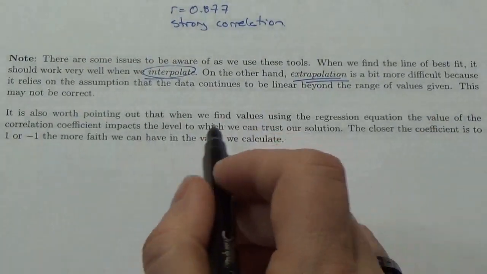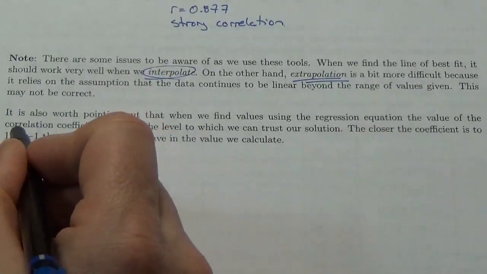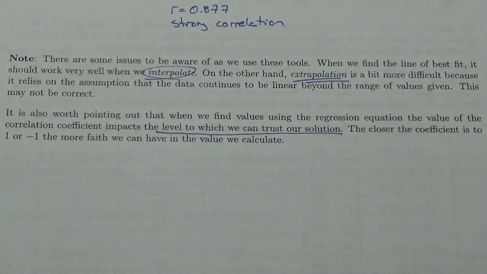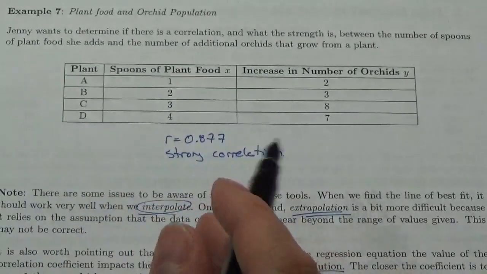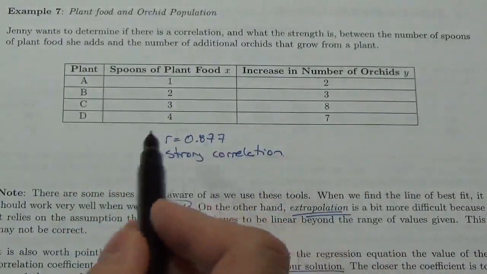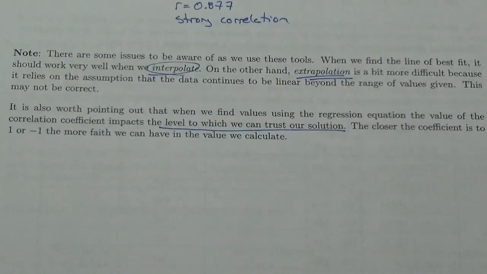And it's also worth pointing out that when we're finding values using a regression equation, the correlation coefficient impacts the level to which we can trust our solution. So with a question up here, if we were to make a prediction based on this, well, we might have a fair bit of faith about it because the correlation seems to be quite strong. But the weaker that is, the less faith we can have in that, or in any prediction that we make based on that regression line.